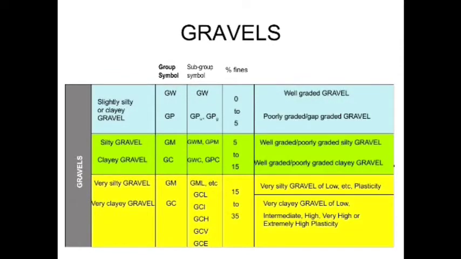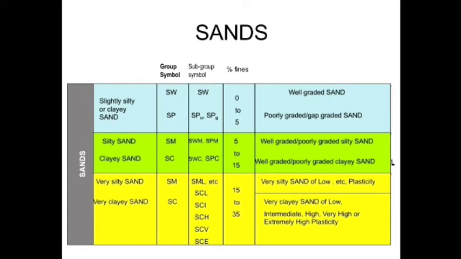For the gravel, they are divided into three soil groups, which is slightly silty or clayey gravel, silty gravel and clayey gravel, and very silty gravel and very clayey gravel, and they all have their own subgroup descriptions. As you can see in this sand table, the soil group are divided into three, which is slightly silty or clayey sand, silty and clayey sand, and also very silty and very clayey sand. And for the group description, you can refer to this table here.